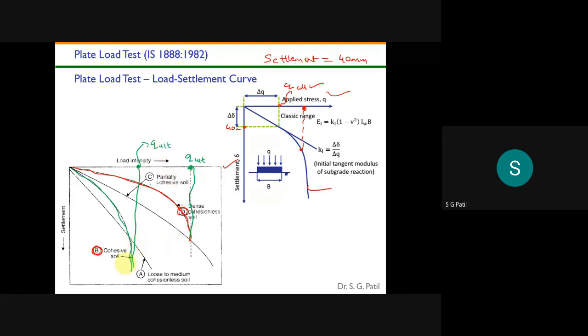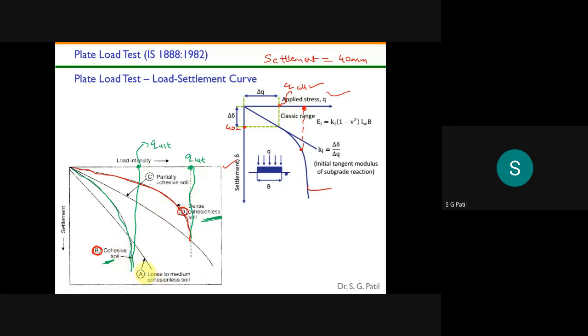But what are those soils? First, the D curve is the kind of curve we will get for a dense cohesionless soil. So dense cohesionless soil and cohesive soil. For the dense cohesionless and cohesive soil, you will get a clear indication of a failure load.